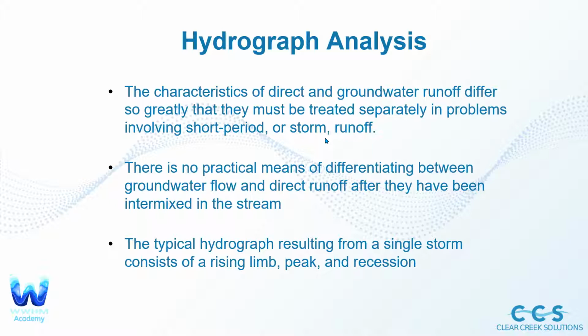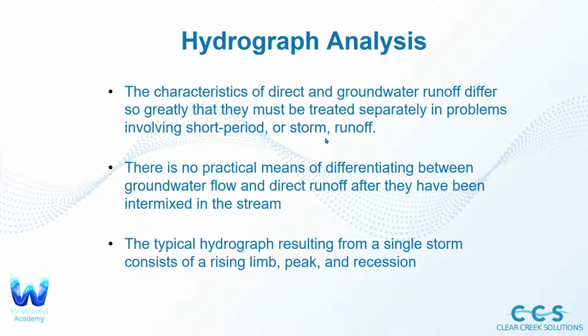There's no practical means of differentiating between groundwater flow and direct runoff after they have been intermixed in the stream. So it's actually difficult to differentiate this. We have to look at hydrographs and other data to decide where we think the groundwater flow is that is constant, and use that to separate it from the rest of the runoff that occurred from the stormwater event.